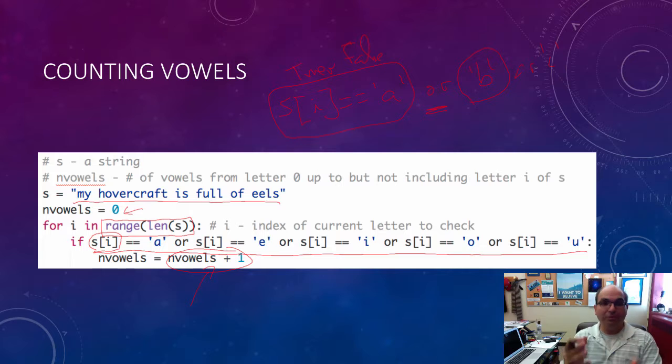So don't do that, okay? You actually have to say or S sub I is equal to B. So that is just a trap that a lot of students fall into. I'm letting you know ahead of time so you can avoid this trap.